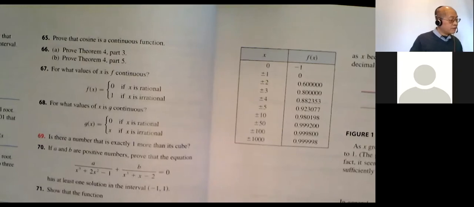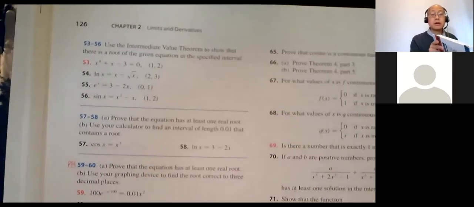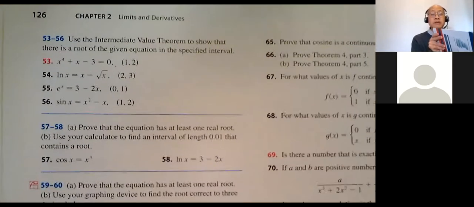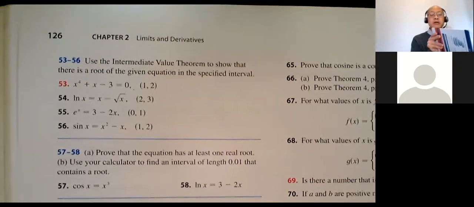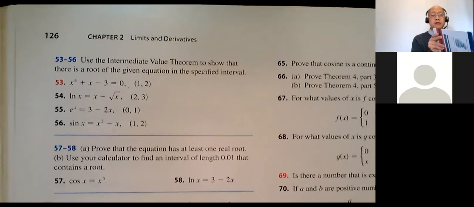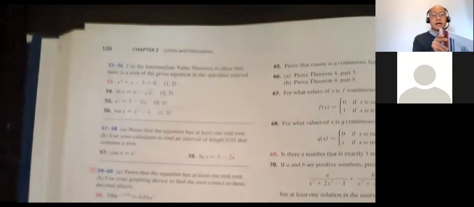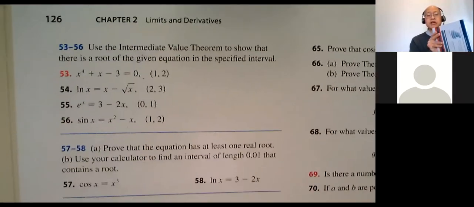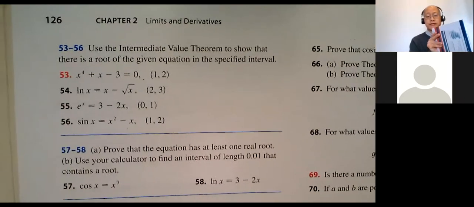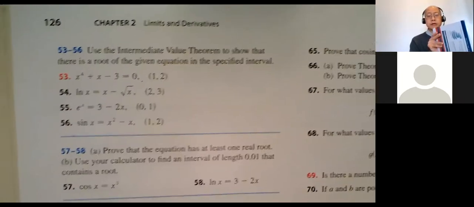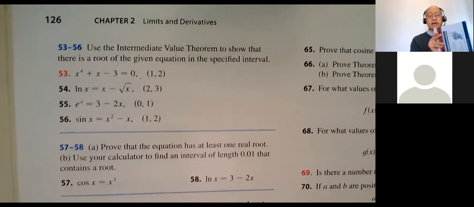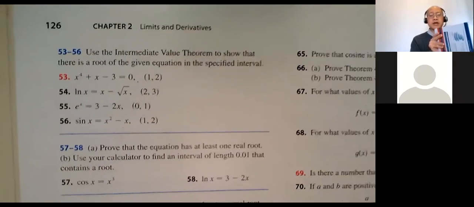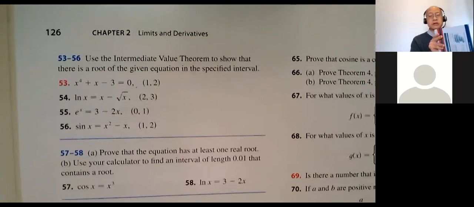So we only have 53 to 56. Use the intermediate value theorem to show that there is a root of the given equation in a specified interval. First thing I want to say is that you have to have 0 on the right hand side, like 53. If it isn't 0, then you make it 0. I'll be doing 54 and 56 for you because those are evens. It's actually not that hard. All you have to do is show that one endpoint is positive and the other is negative, and you have a continuous function. Therefore, somewhere there has to be a 0. Let me show you how to do that.